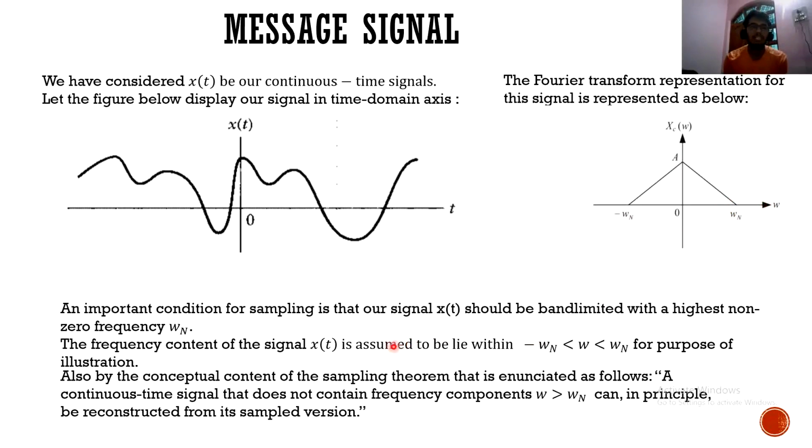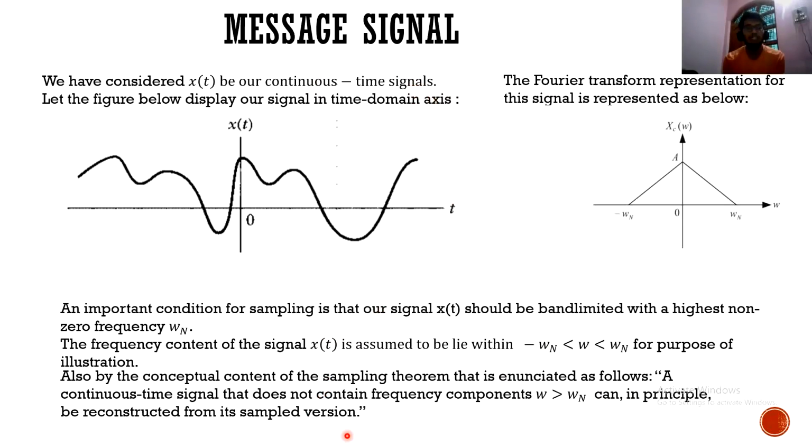Also, one more condition is that the frequency content of this x(t), the continuous time signal, should lie within this particular frequency range only, for the purpose of sampling. As the sampling theorem states, to reconstruct a sampled version, we should avoid frequencies greater than the highest non-zero frequency of our continuous time signal.